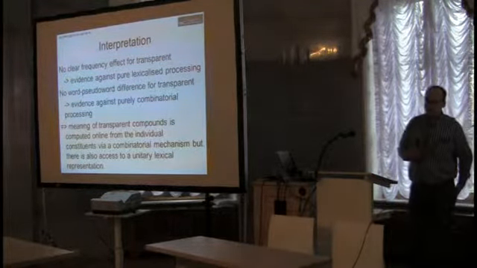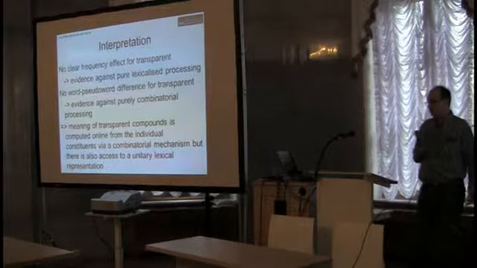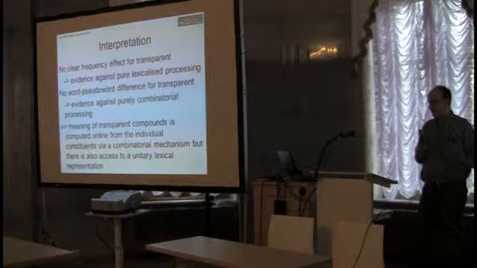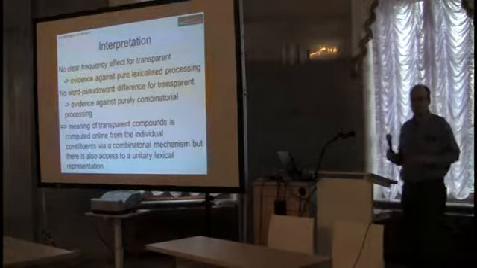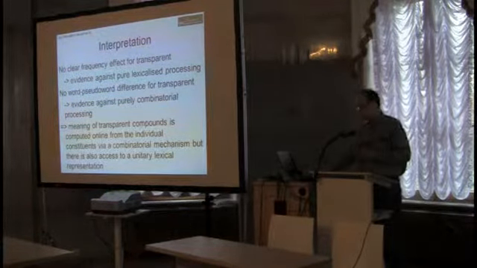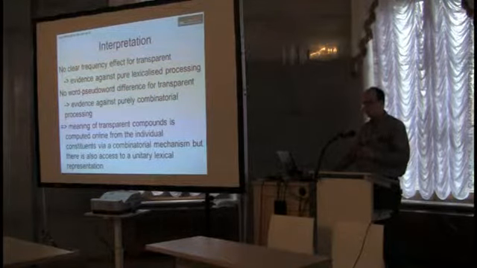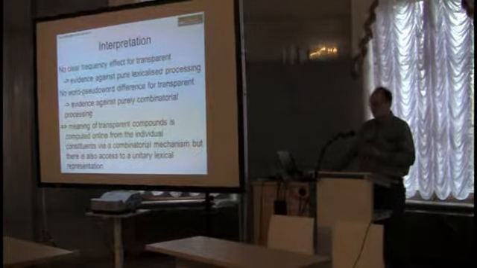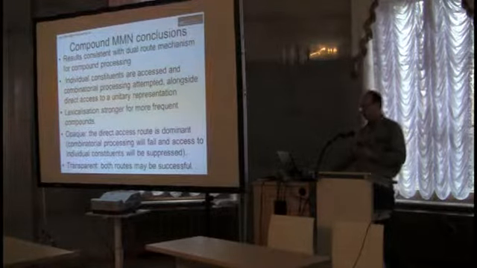The way we took these data is that the meaning of these transparent compounds is computed online via a combinatorial mechanism with simultaneous access to unitary lexical representations, possibly also to representations of constituents. So there seems to be a dual route access to transparent items, but not so much for non-transparent ones, especially for high-frequency ones.